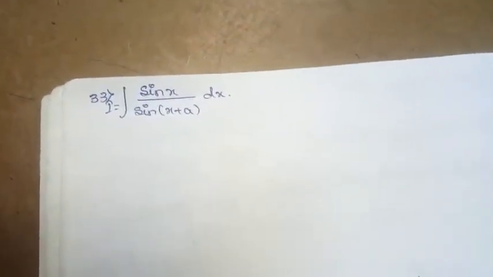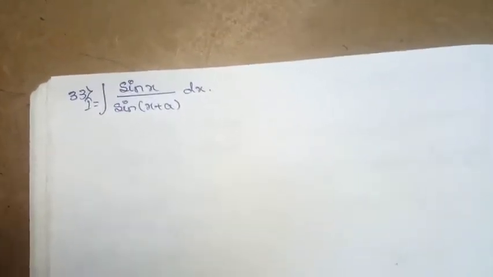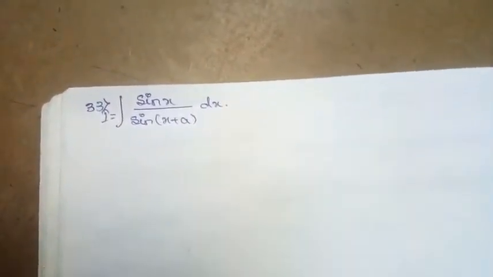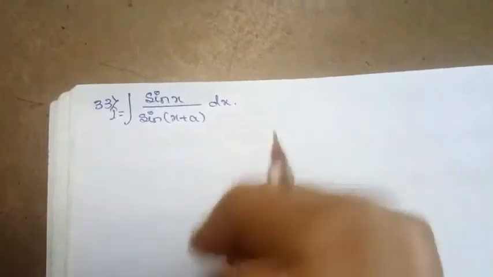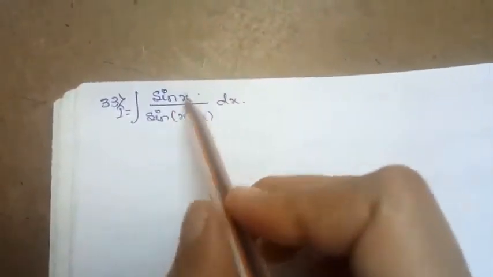The next is we need to find the integral of sin x divided by sin of x plus a dx. Here alteration and all these things don't matter, because here we have sin x and sin of x plus a. So this is another way of solving.